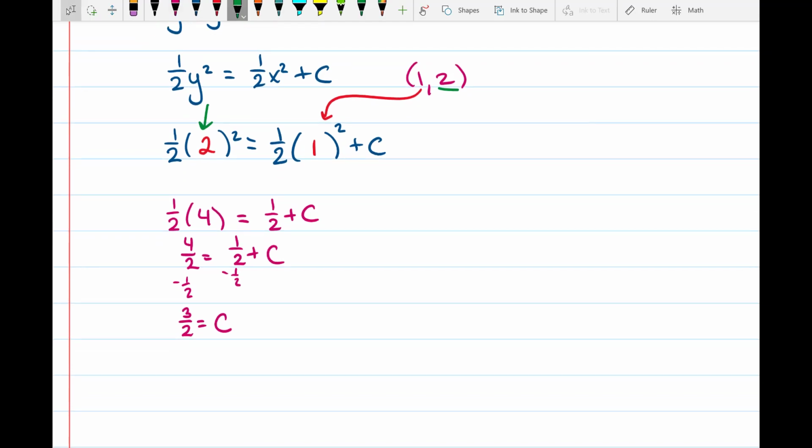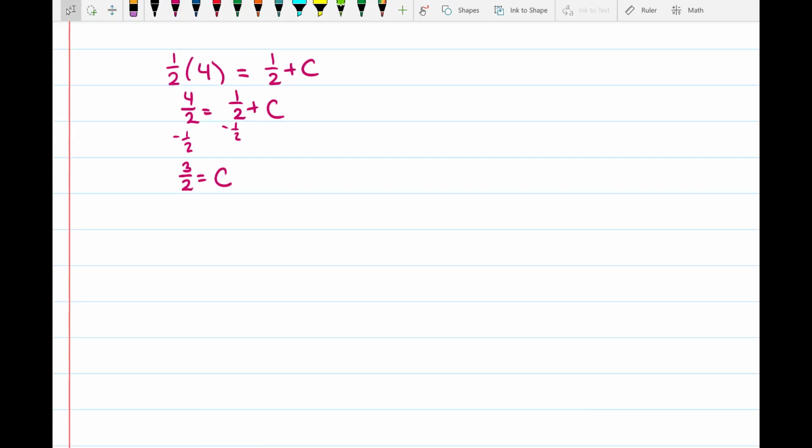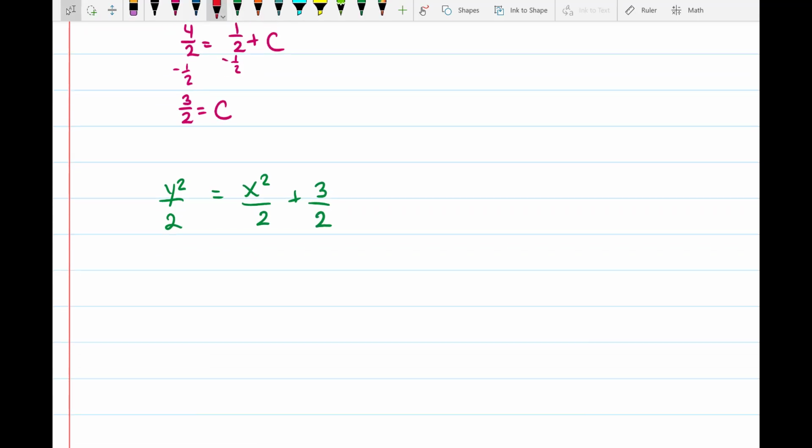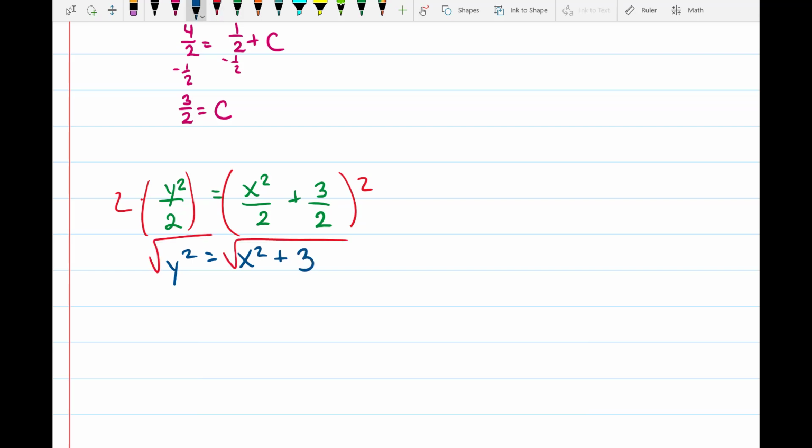So now we need to write our particular equation. So we get y squared over 2 is equal to x squared over 2 plus 3/2. And from here, we're going to multiply everything by 2 to get y out by itself. So I get y squared is equal to x squared plus 3. Then you take the square root of both sides, and you get y is equal to plus or minus the square root of x squared plus 3.